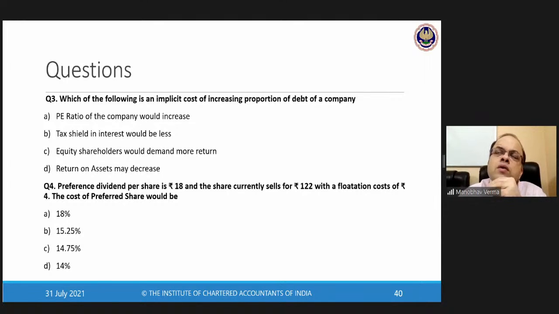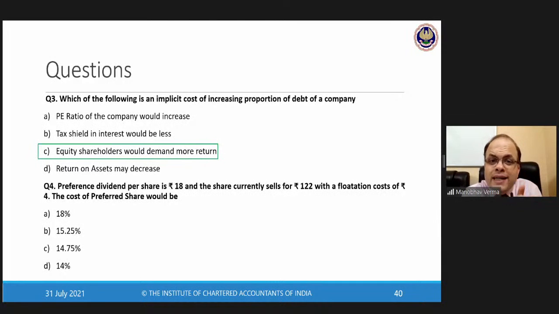Now, guys, what happens if the company increases the proportion of debt here? If the proportion of debt is increased, the equity shareholders might feel a little bit more insecure. Don't you think so? You're talking about a scenario with more debt. So don't you think that you would actually demand more, from the perspective of return on assets, that may decrease. Again, if you're increasing the proportion of debt, then you might have an explicit cost in terms of payment of interest, but implicitly it is something from a shareholder's expectation.